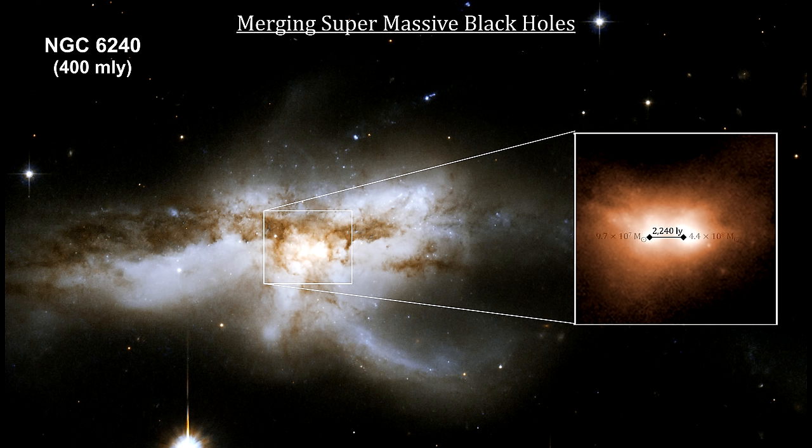Based on stellar dynamics, one is up to 9.7 times 10 to the 7th solar masses. The other is up to 4.4 times 10 to the 8th solar masses. Taking all this into account, researchers calculated that the supermassive black holes will merge around 55 million years from now.